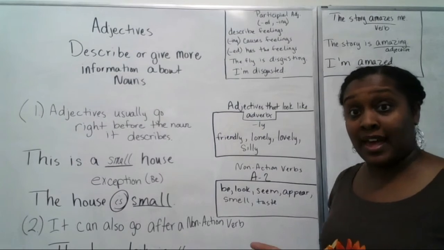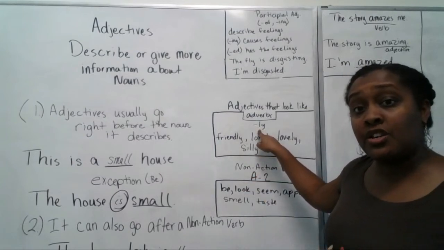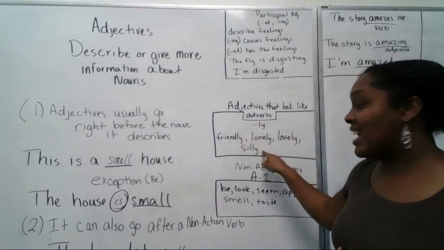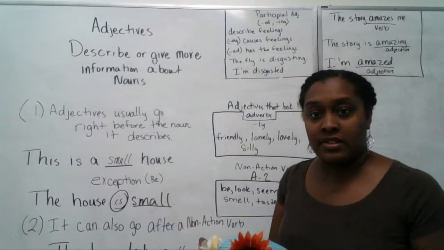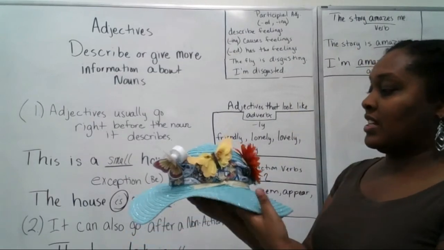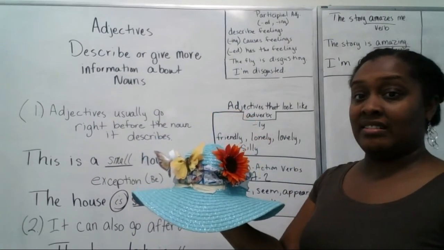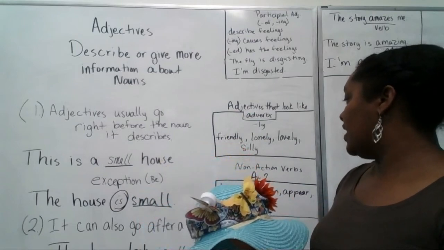We're going to do adverbs, okay? So you're going to learn that ending -ly is generally used for adverbs, okay? But friendly, lonely, lovely, and silly are not adverbs. They are adjectives, okay? So you could say, this is a silly hat, okay?